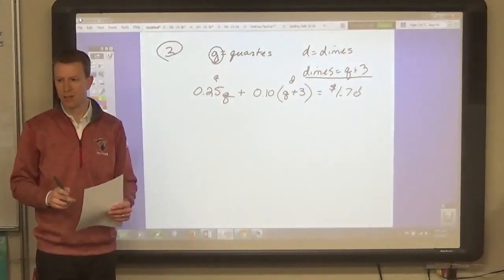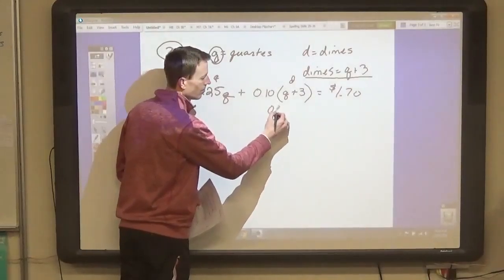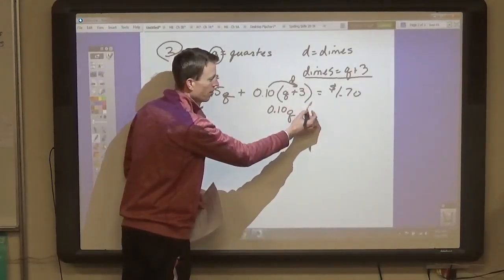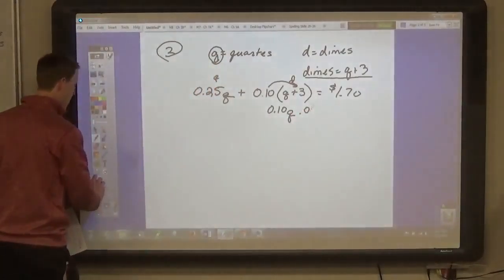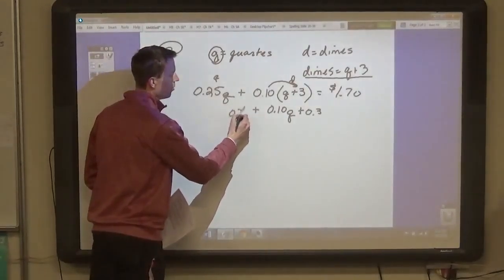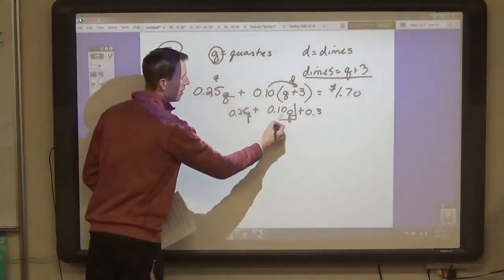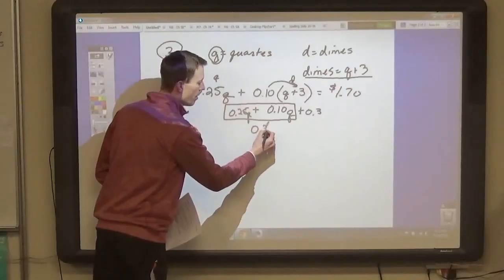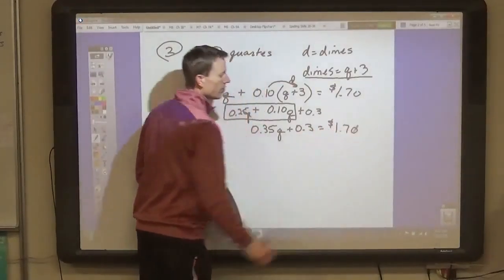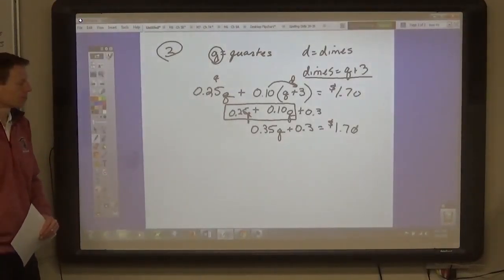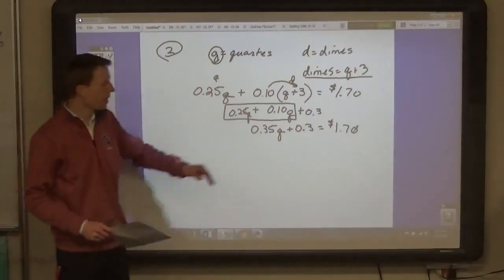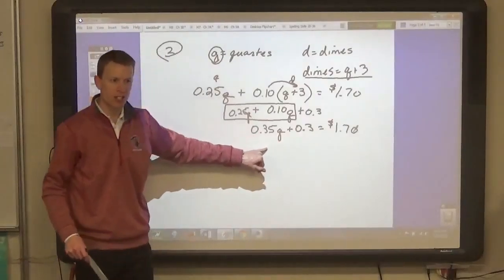Oh, okay. Sammy? So you can distribute, use the distributive property, you can do 0.10 times 3, which would be 30 cents, right? 3 dimes. Plus 0.25Q. And then combine these, right? These are the like terms. So 0.35Q plus 0.3 equals $1.70. Okay. Does that make sense? Do you know how we got this? Yeah. Adding like terms. And then we've got an equation that you can solve. Okay?